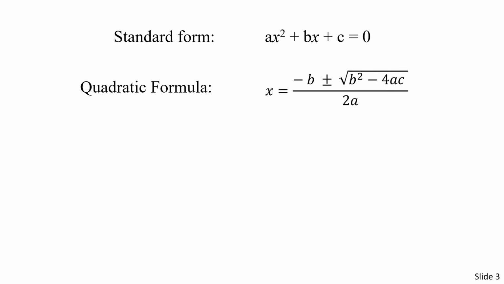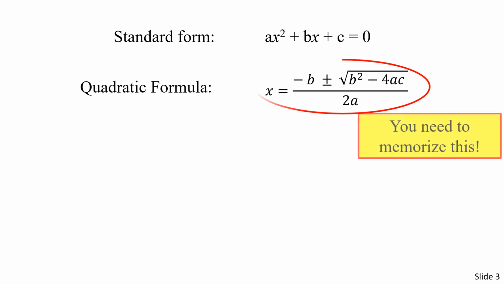Standard form: ax squared plus bx plus c. Quadratic formula is x equals negative b plus or minus the square root of b squared minus 4ac all over 2a. It's a formula you need to memorize. So you just say it out loud. Every time you use it, write it down so that you'll memorize it as you're working the problems. You'll need to memorize it.